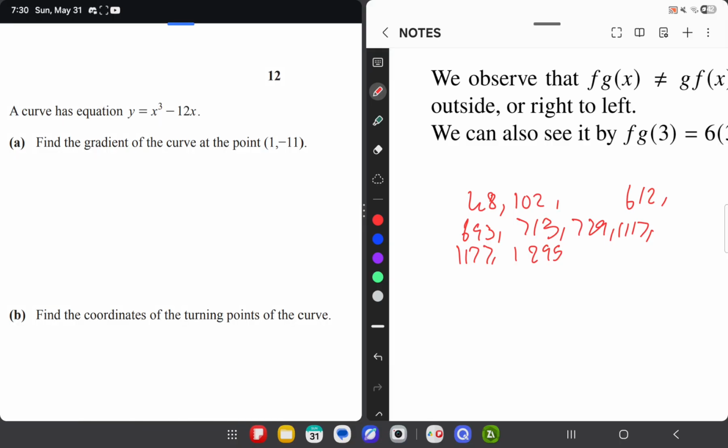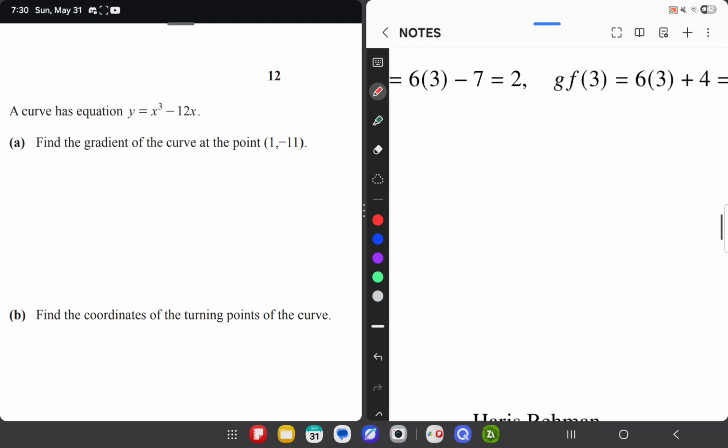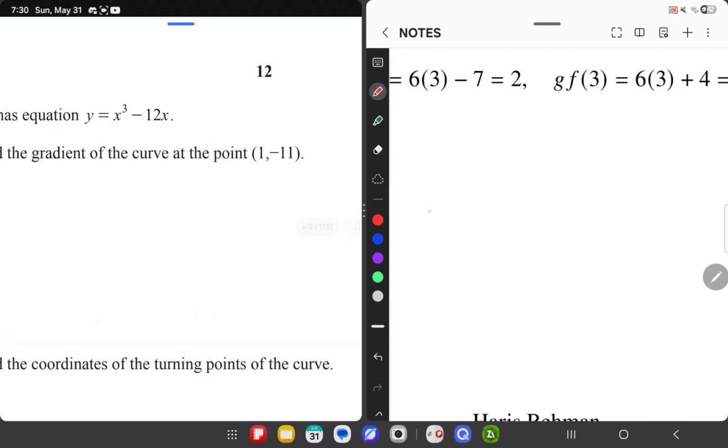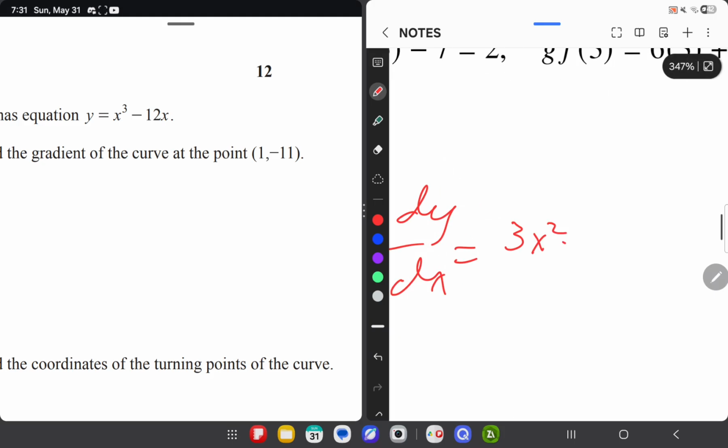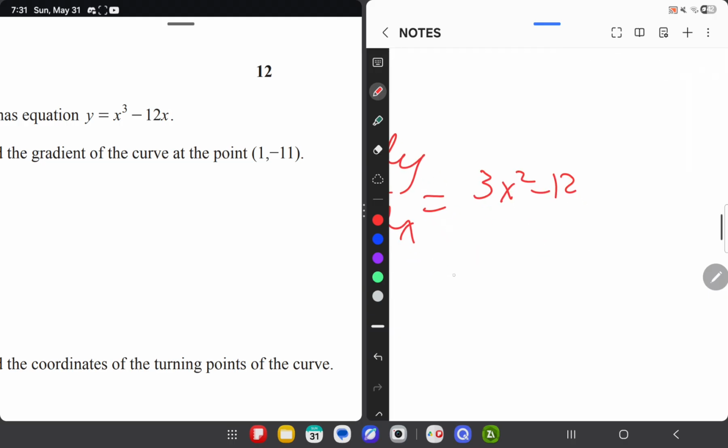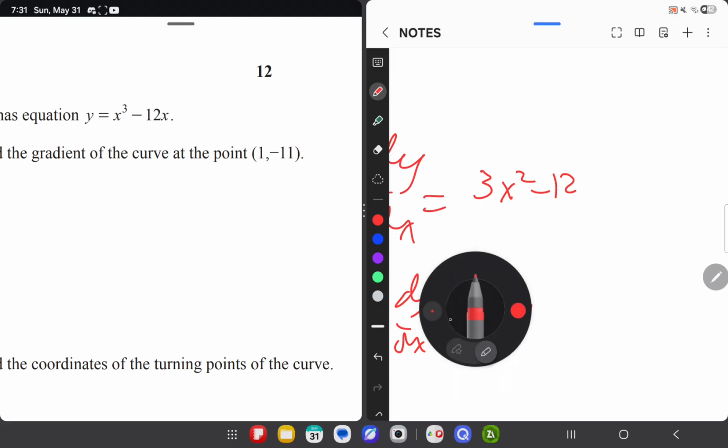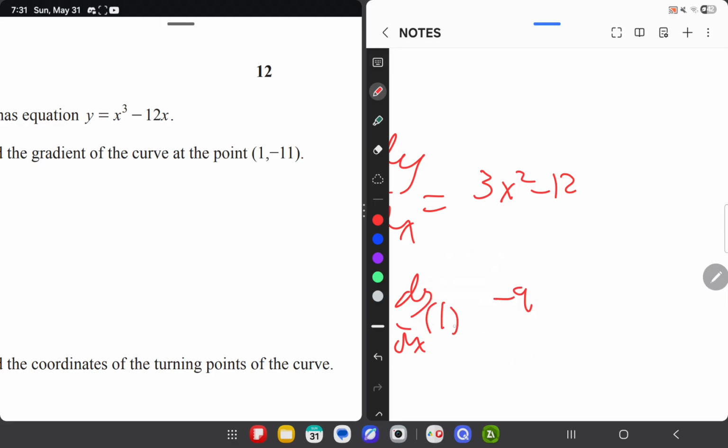Curve has the equation. Let's do this. So at the point this, we need to find dy/dx and plug in 1. So we get negative 9 at 1. Nice.